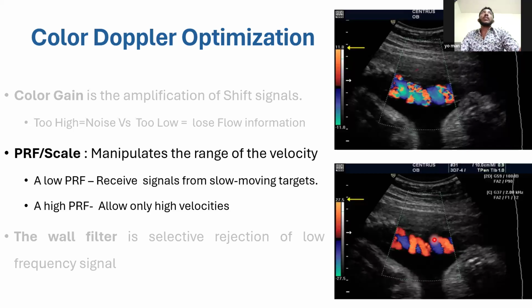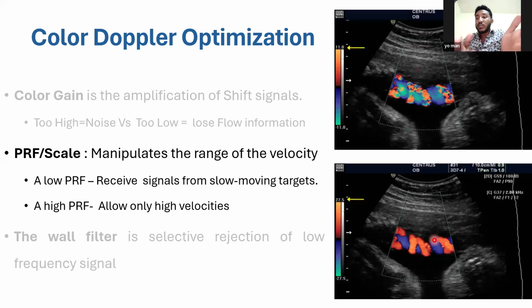The third thing is a wall filter. A wall filter is a selective rejection of low frequency signal. The term wall filter comes from filtering the motion of the walls.